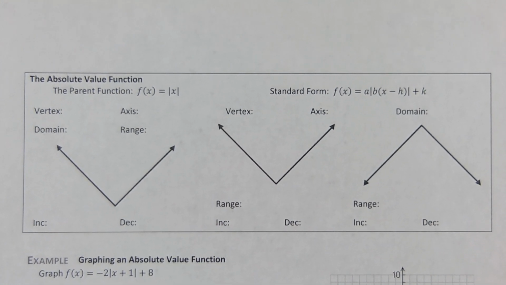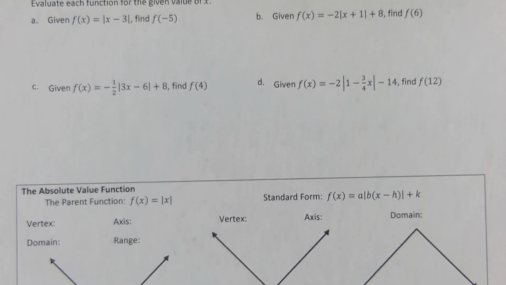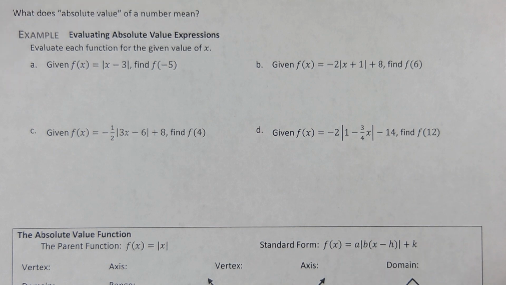But because we can't remember if we've ever learned how to graph these things before, we're going to start from the basics. What does absolute value of a number even mean? A lot of students think it means, oh, just make it positive. Well, no, that's what it does to numbers, but that's not what it means. The absolute value of a number literally means how far away from zero is that number.